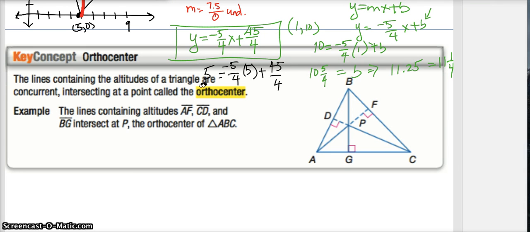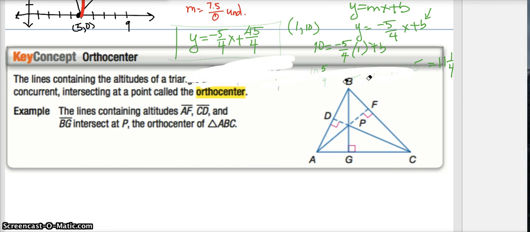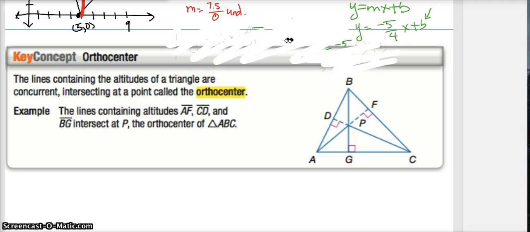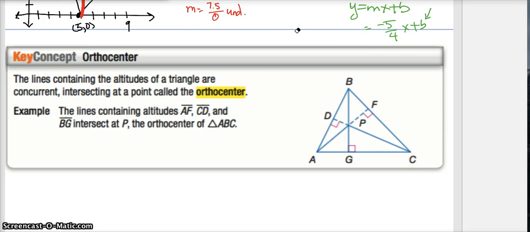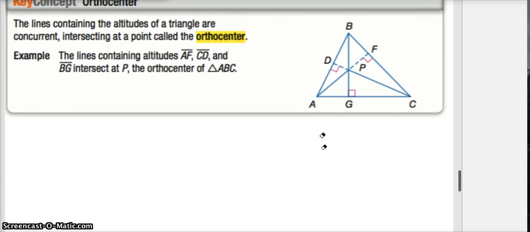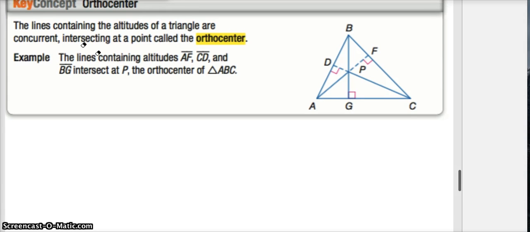Now I'm going to erase all this stuff so we can see what our next theorem is about the orthocenter. And let's have some orthocenter talk. The orthocenter we described before is where all the medians meet. And so our orthocenter theorem is this: the lines containing the altitudes of a triangle are concurrent, and they're going to meet at a particular point called the orthocenter.